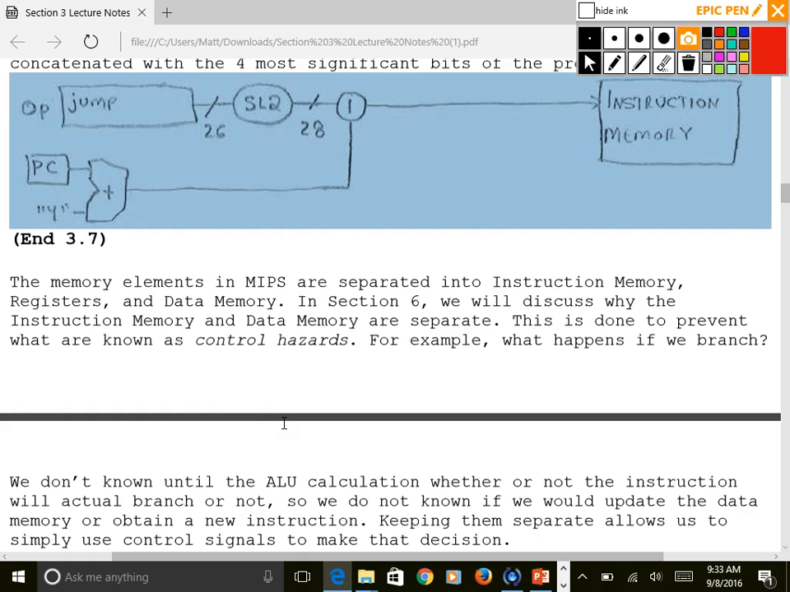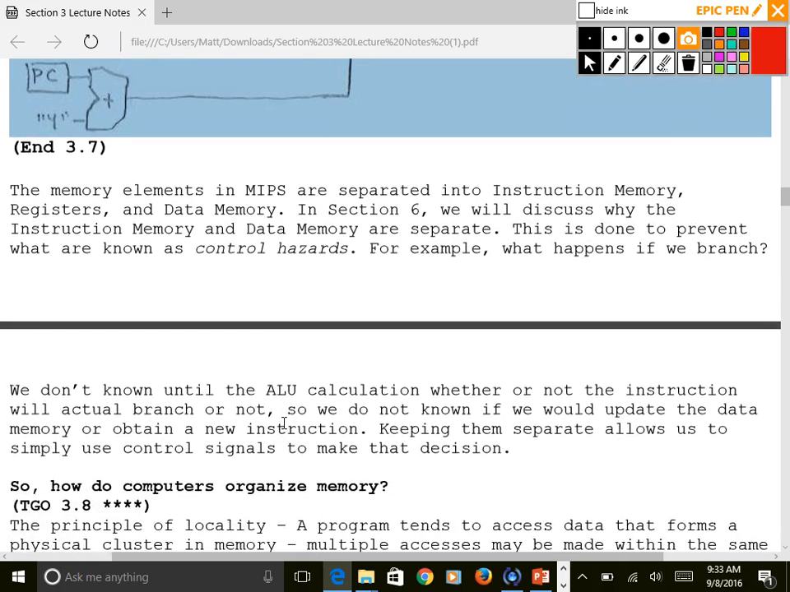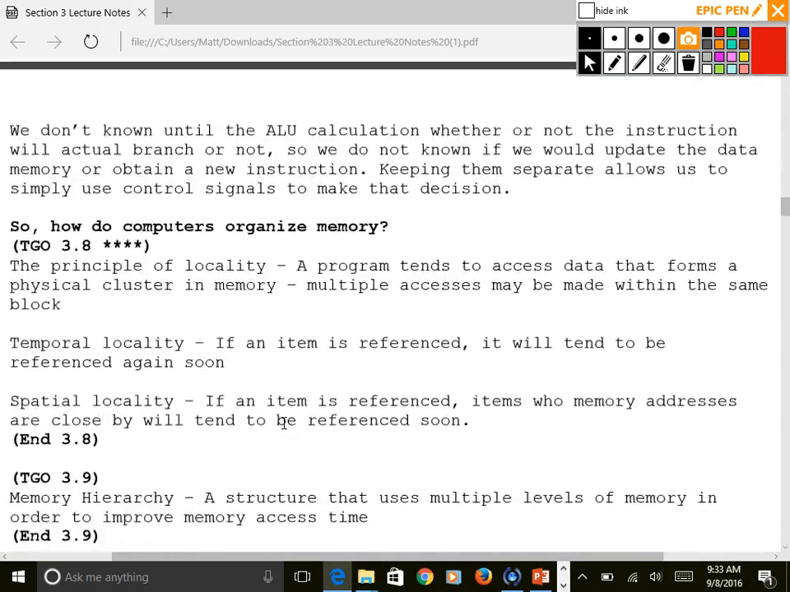Okay, so that means we have to decide whether or not we're going to execute an instruction that's already in the data path, right? So that's what we have to worry about, these control hazards. So that keeps us separate, and allows us to use these control signals. So that becomes important to how we actually organize memory. How do we actually make sure that we're doing everything properly?